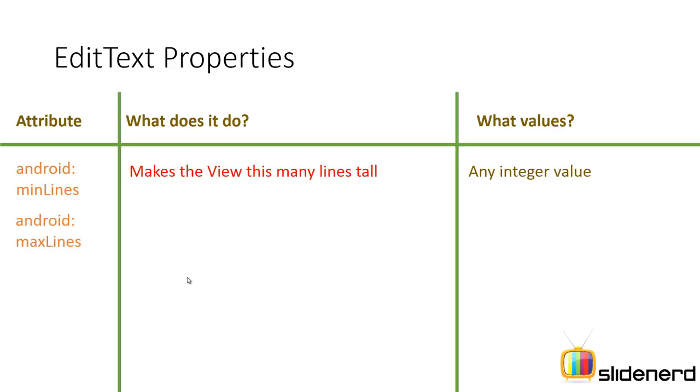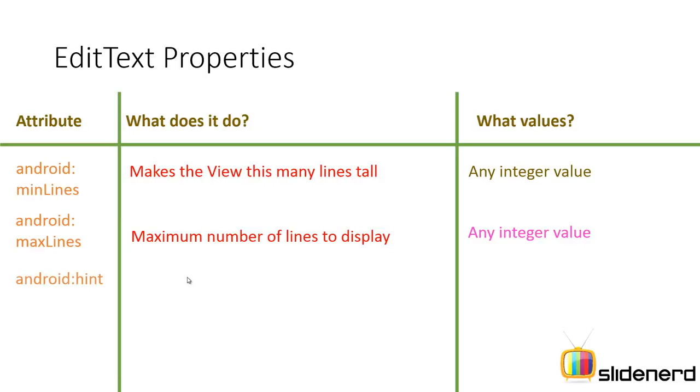Then we have the other attribute, which is Android max lines. Now this controls how many lines inside your edit text you want to display at a given time to the user. For example, you may have an edit text where the user enters huge paragraphs and paragraphs of information, but say you want to display only 5 lines at a time, and that is controlled using this attribute called Android max lines.